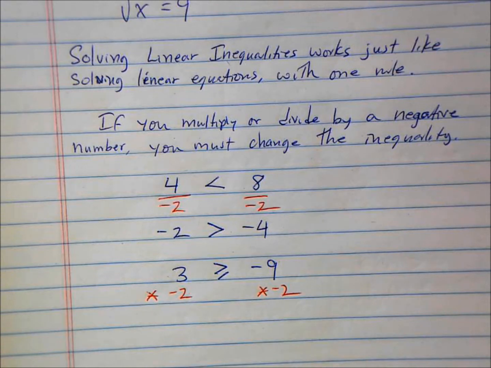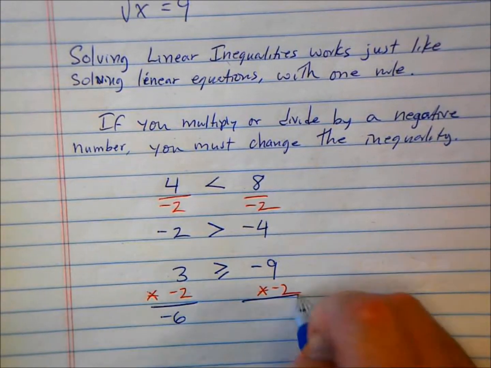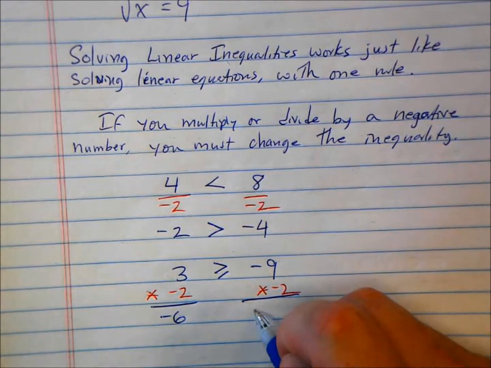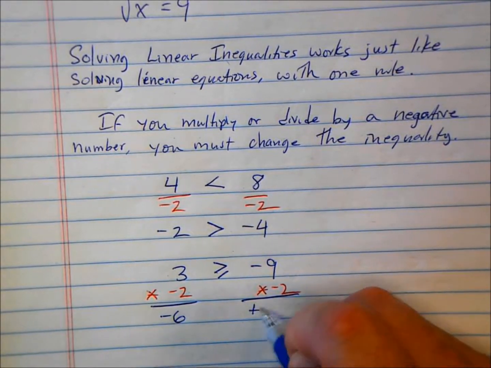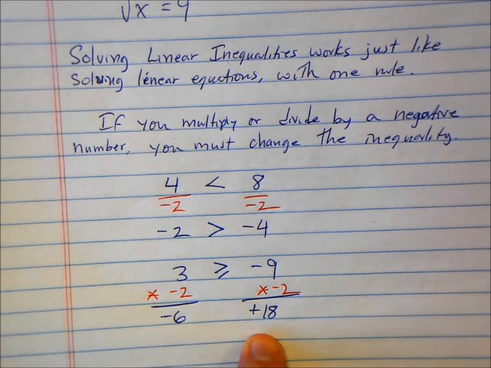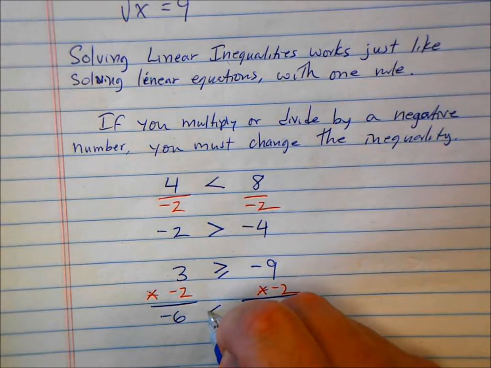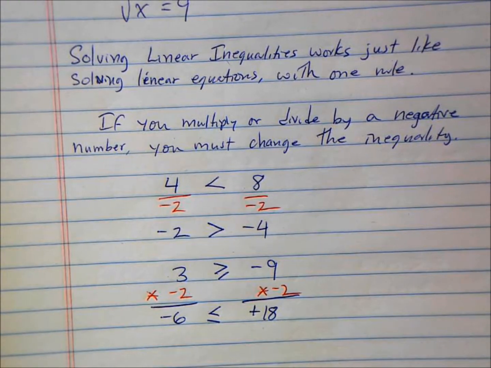What's 3 times negative 2? Negative 6. What's negative 9 times negative 2? Positive 18, correct? So which way does my symbol have to go? Is negative 6 greater than or equal to 18? No. In order to make it true, I would have negative 6 is less than or equal to 18. The symbol has to flip in order for that to be true.